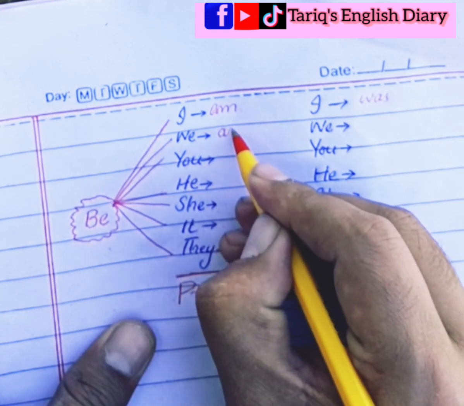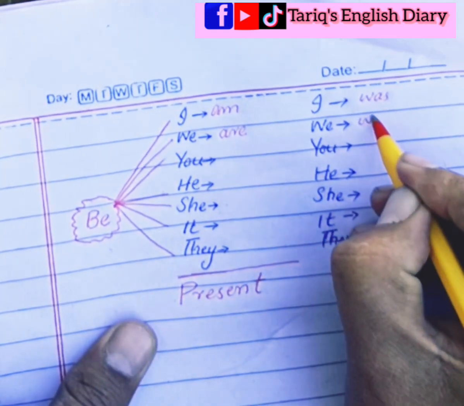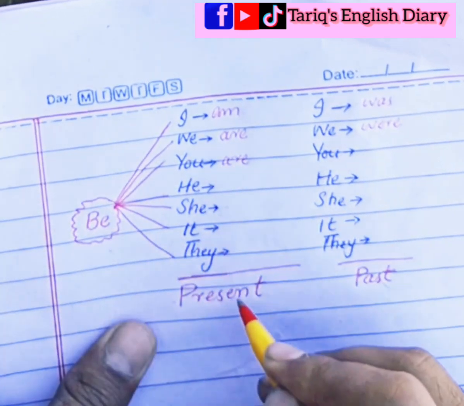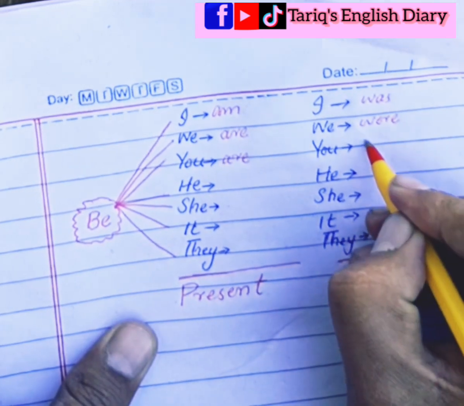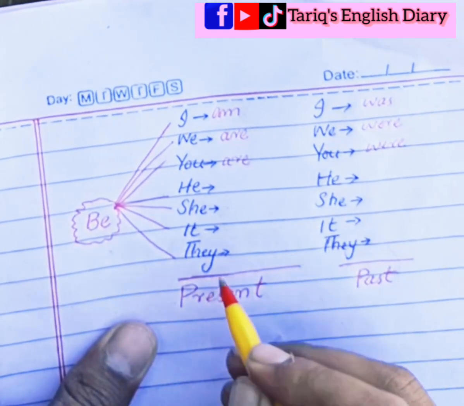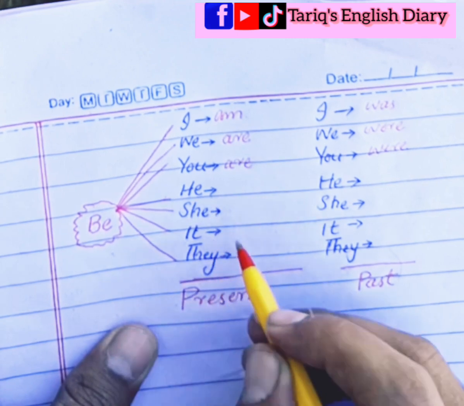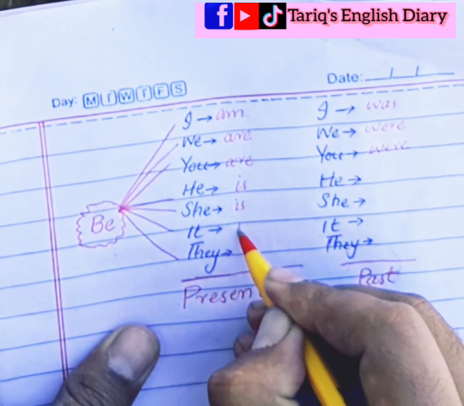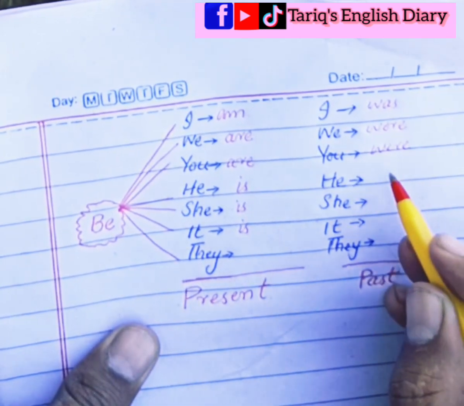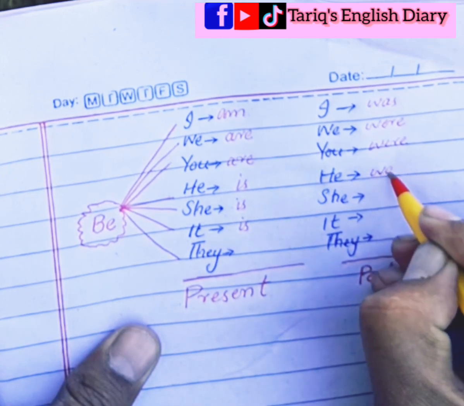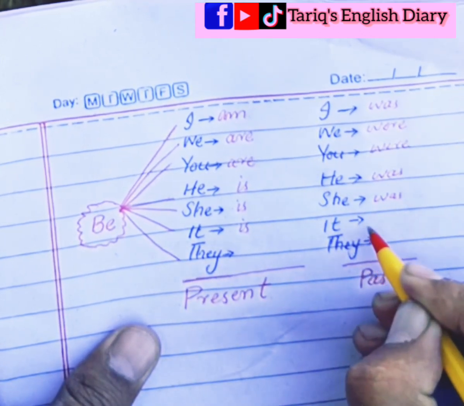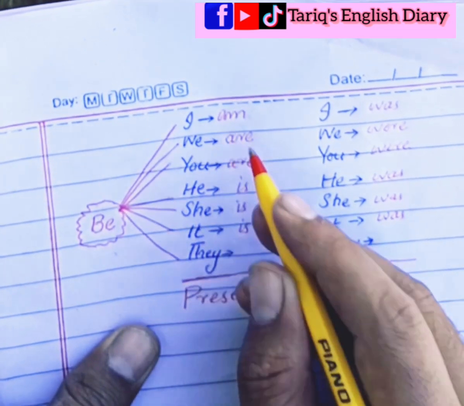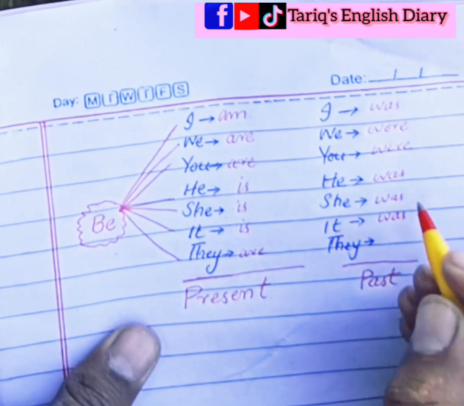With we use are in present tense and we use were in past tense. With you again we use are form of the be verb in present tense and in past we use the same were. With he, she and it subjects, in present tense the be form with all of these three subjects is is, and past form is again was with all of these three subjects. With they it's again a plural subject so the be verb for present is are and past is were.